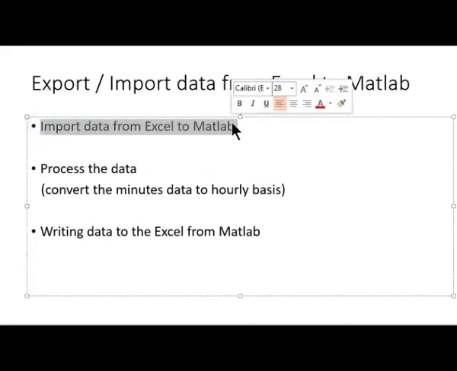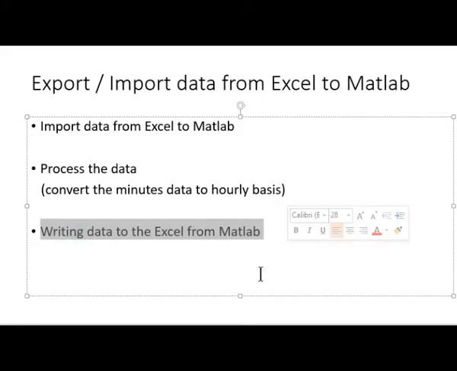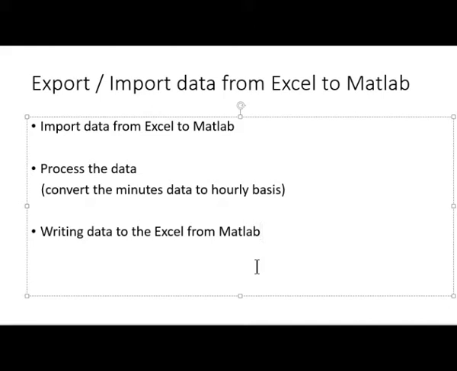So the first thing will be importing data from the Excel sheet to MATLAB, and processing the data. Here we will discuss an example where we have random data. It may be a load, or the velocity of wind, or temperature, or photovoltaic irradiation. Suppose it's given in minutes, we want to convert it into an hourly basis. So we will have data in minutes and convert it to hours. Then again we write the data back to Excel from MATLAB.